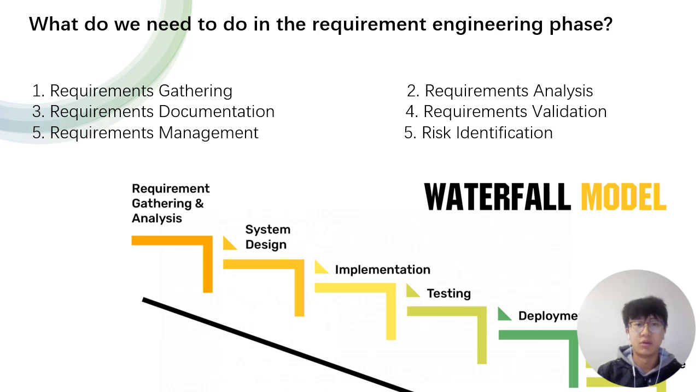The third one is requirements documentation. We need to create a detailed software requirements specification. The abbreviation is SRS. This document includes functional requirements, non-functional requirements, and any constraints. Why do we need to do that? It is to ensure that the documentation is clear, complete, and verifiable for subsequent development and testing phases.